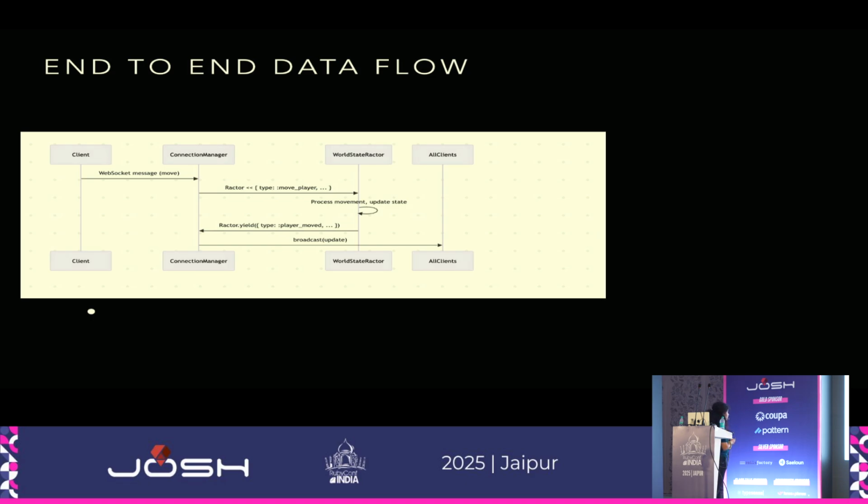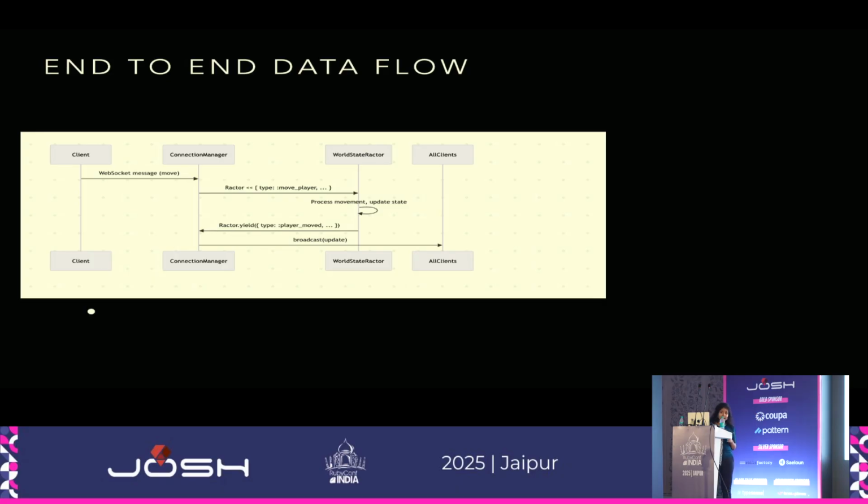So the end-to-end data flow is basically what happens is the browser first sends a WebSocket message. The connection manager receives it in a Fiber, validates it, and then sends a message to the world state Ractor. And then notice that the Ractor processes the move, updates the player position, and yields the update. Our update processing Fiber catches this immediately and broadcasts the new position to all the clients.